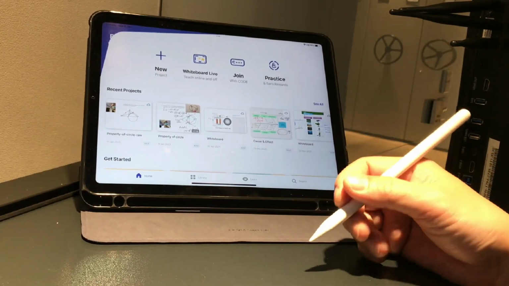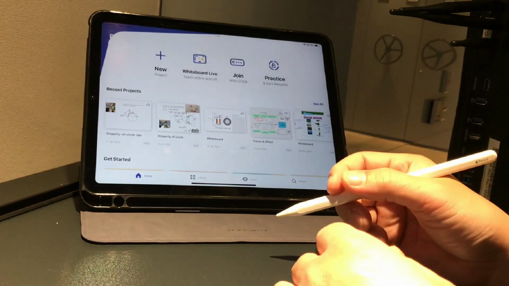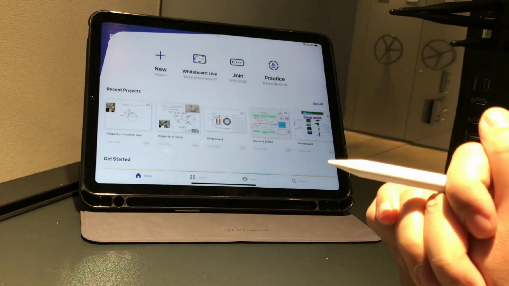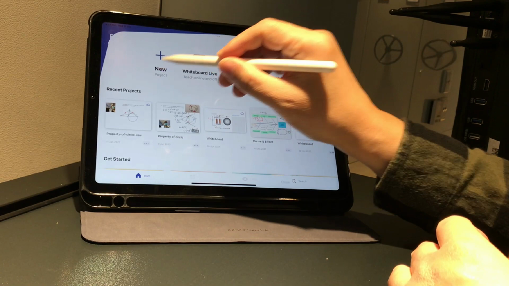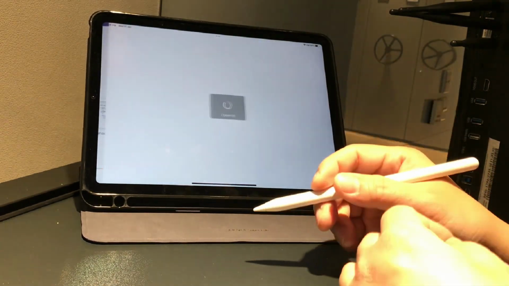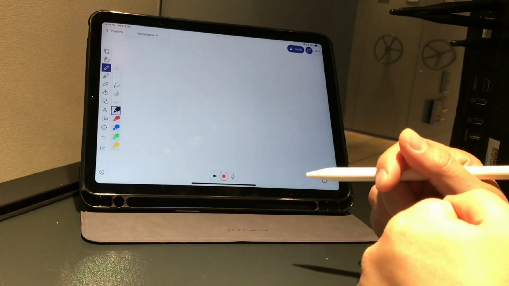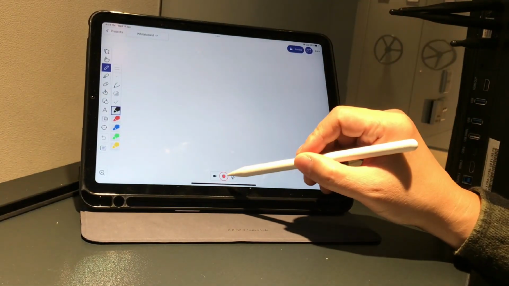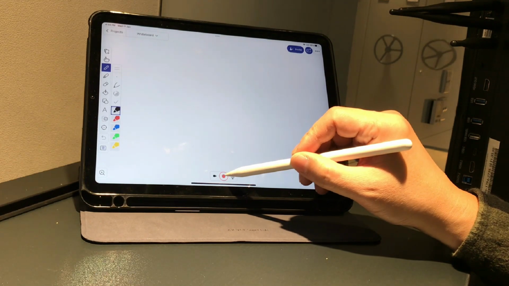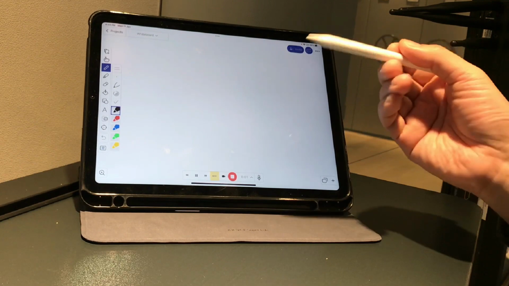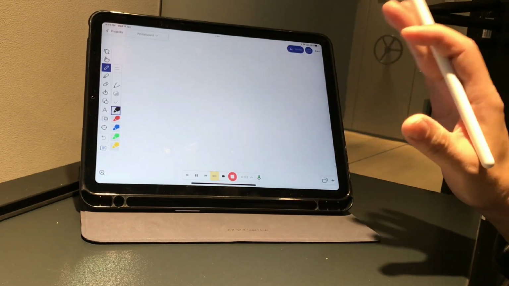Okay, let me show how I prepare these lessons and how I deliver this recording section to my students. First of all, let me start a new project with a blank canvas. I will start the recording here, because I want to show you how I prepare the lessons.